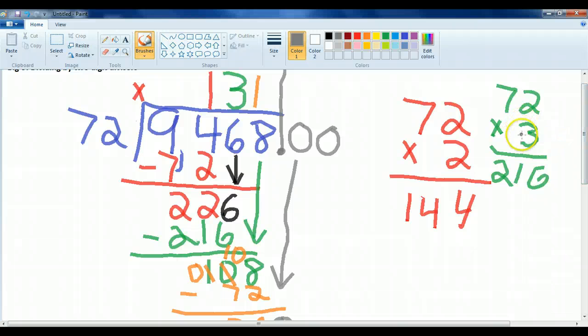Interesting. I think I'm going to go with 5. Now I could go with 4, but I'm just going to go with 5. Let's take a guess, okay? So let me switch colors. I'll try a purple here. Let's try 72 times 5.